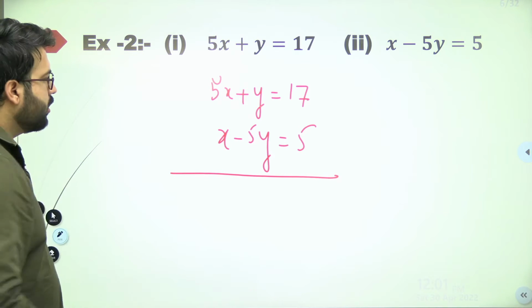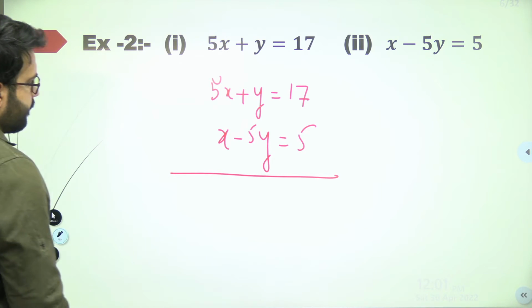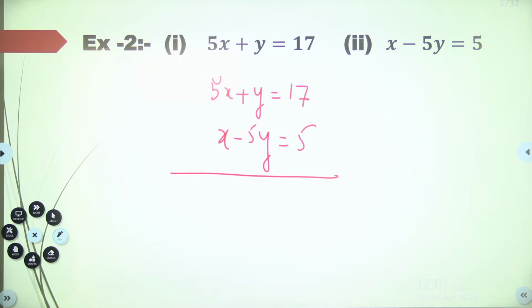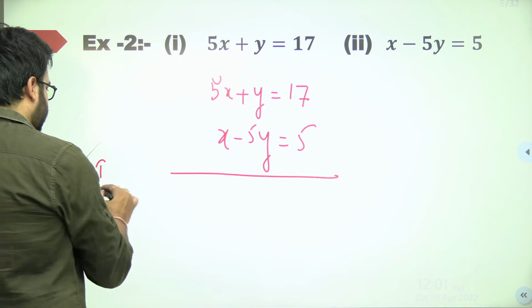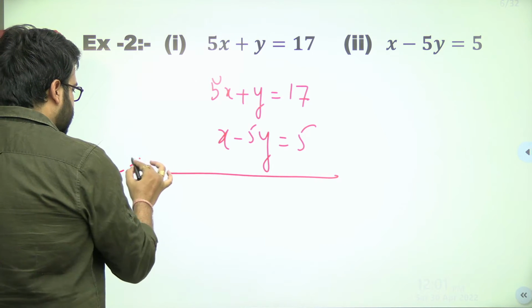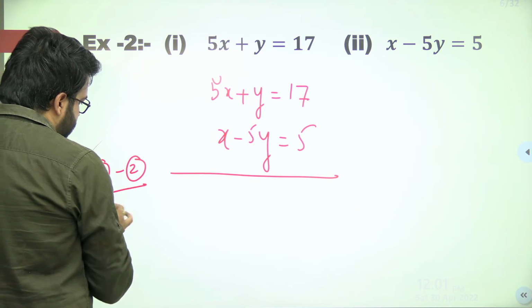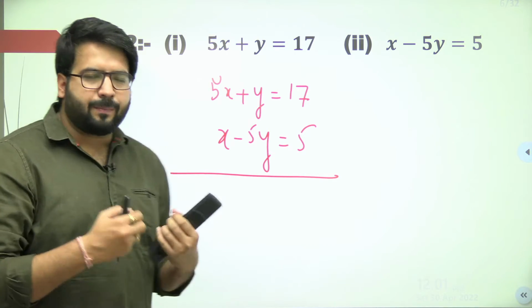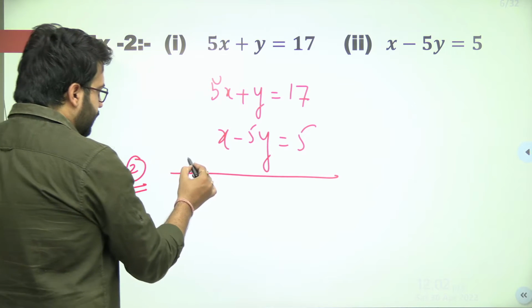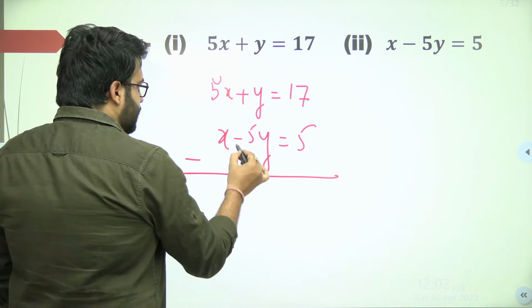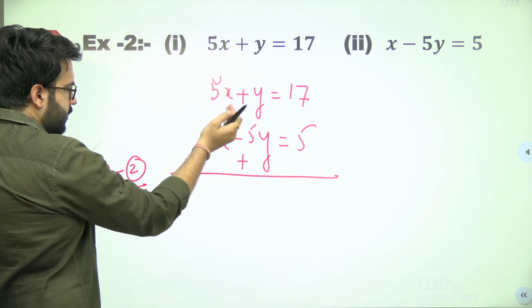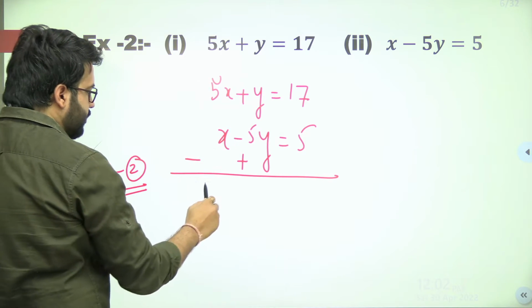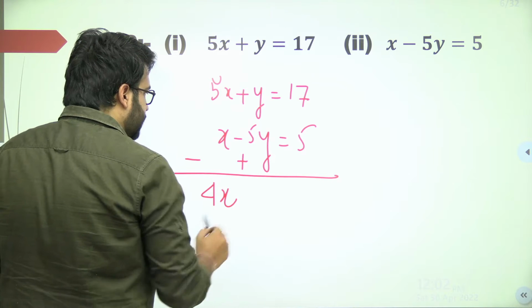Getting my point? So we have 5x plus y is equal to 17, x minus 5y is equal to 5. We are going to subtract these equations, first minus second. If minus, this will be plus. So if you subtract x from 5x, you will get 4x.